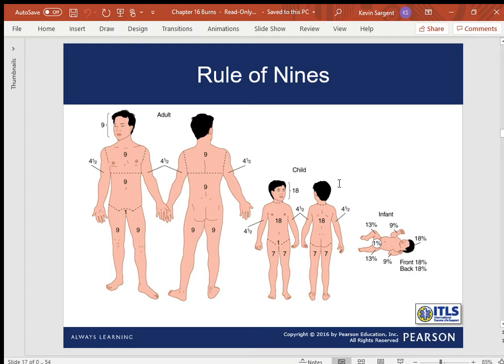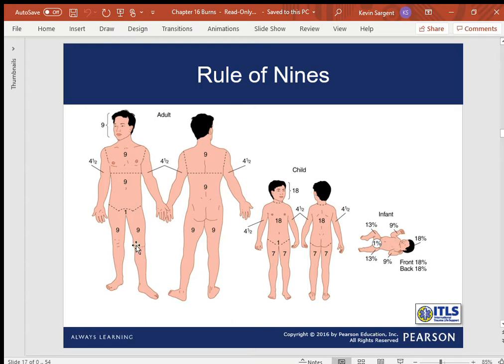Okay, you have the Rule of 9s, and the Rule of 9s is something that I definitely commit to memory. Your infant, your child, and your adult. Very, very important. You'll definitely need to know this for your final. And this is nothing new. You should have been taught this in your EMT basic class. However, it's something that's not used every day, so a refresher is definitely in order.